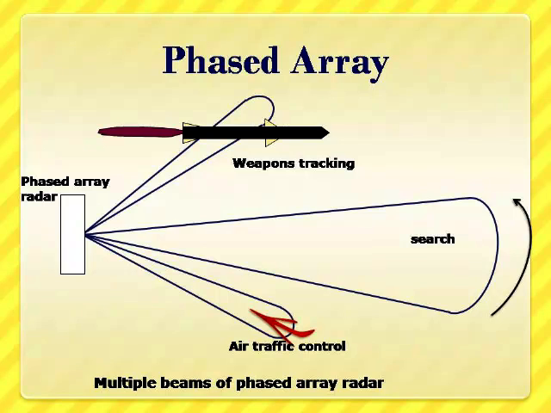The one is used for search, that is to identify whether there are any targets in the surrounding regions. Another beam is being used for weapons tracking. A third beam is also generated for air traffic control. So multiple beams can be generated for multiple tasks.